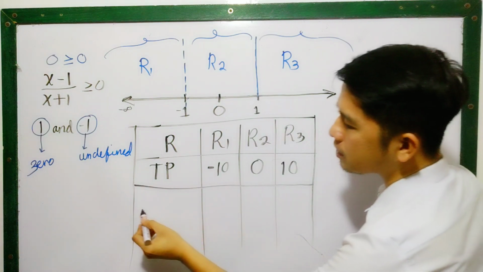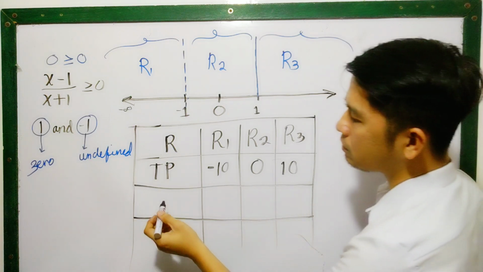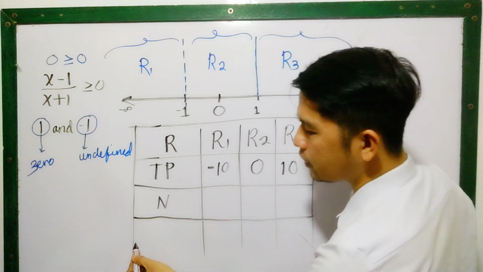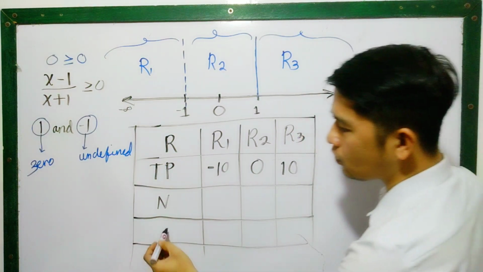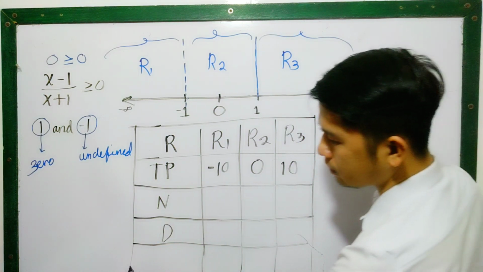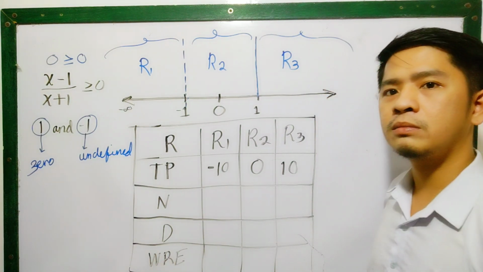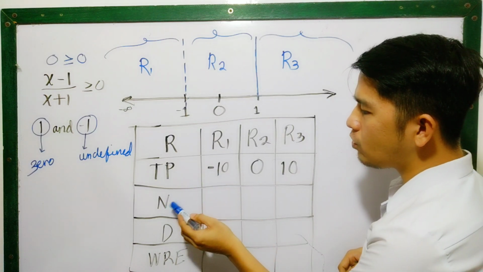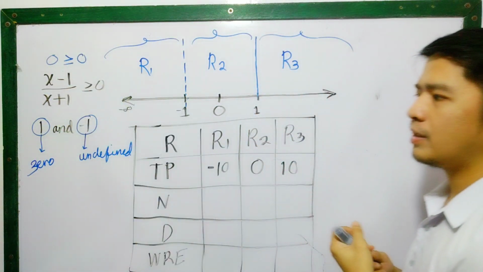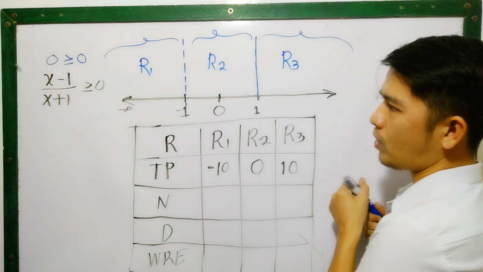Okay. So, next, meron tayong next row, yung numerator. Susunod, yung denominator. And for the last row, yung whole rational expression. So, sa numerator, kung ang numerator mo ay negative 10, ano kaya mangyayari dito? So, i-check natin. Okay, so kung ang numerator nyo ay negative 10, what will happen?